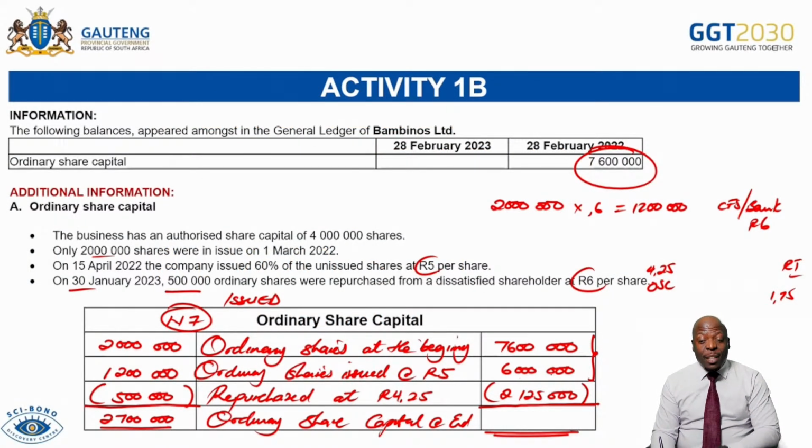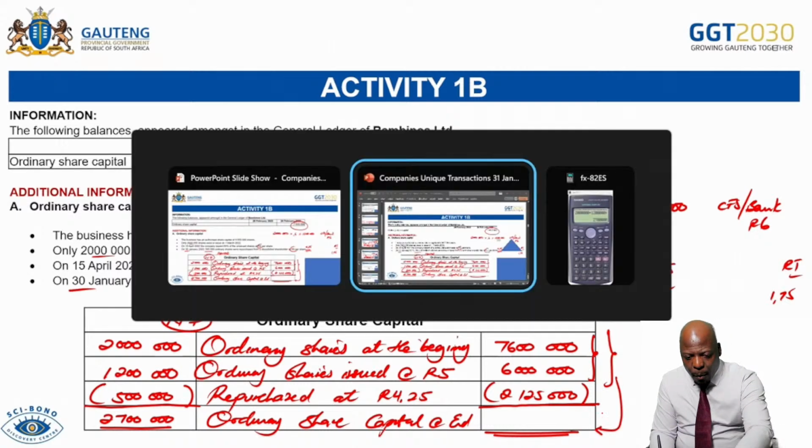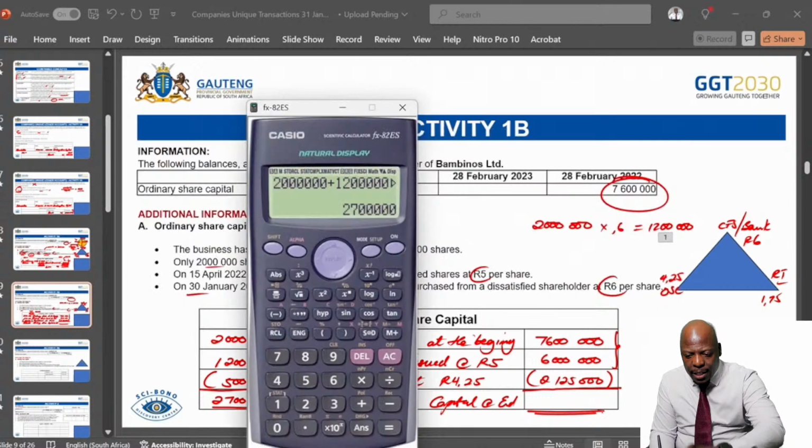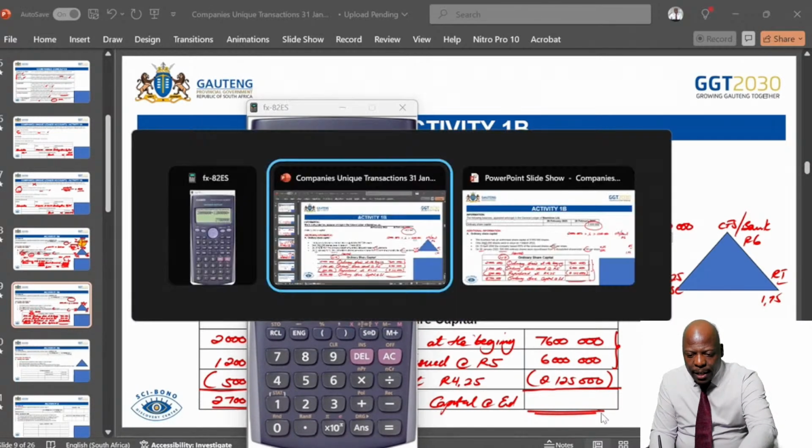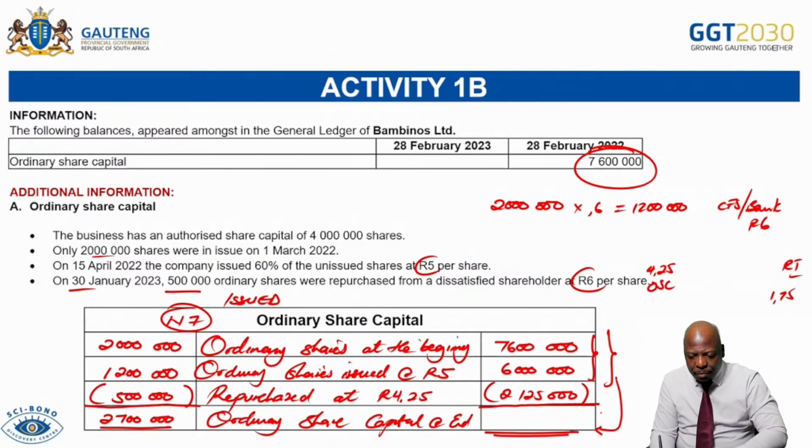Welcome back, guys. So remember what we're doing. We're calculating the amount to bring down here. So let's bring back our calculator again. And there is our calculator. Right? And then let's continue.